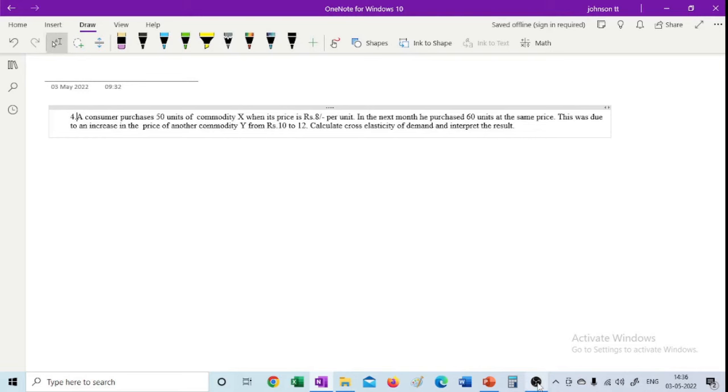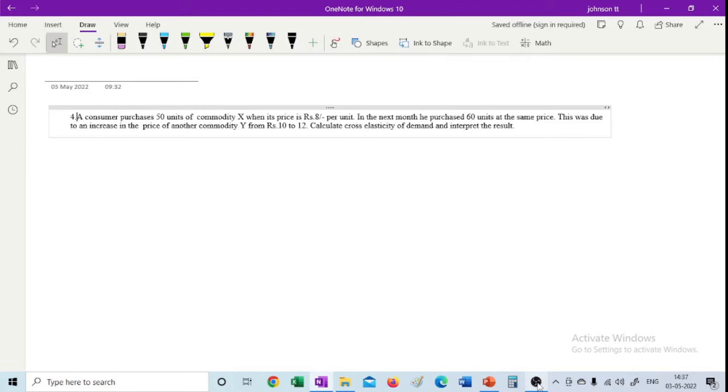Next problem, a consumer purchases 50 units of a commodity X when its price is rupees 8. In the next month, he purchased 60 units at the same price. So here the price of the commodity is not changing. This was due to an increase in the price of another commodity Y. The related commodity price change is that it increased from rupees 10 to 12. Calculate cross elasticity of demand.